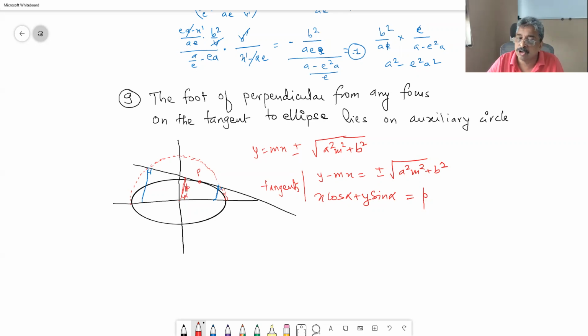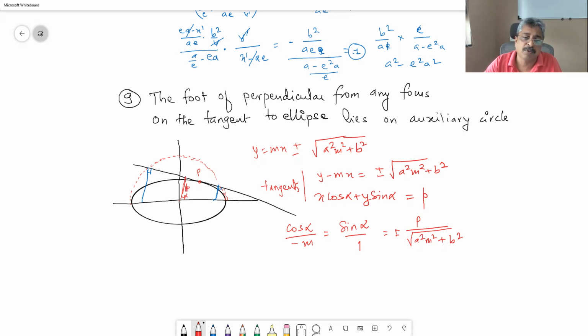And we are saying that this is also a tangent. Therefore, both the tangents are the same, so their coefficients must be proportional. Hence, cos alpha upon minus m is equal to sin alpha upon 1 is equal to p upon radical a square m square plus b square, maybe plus minus. Correct?